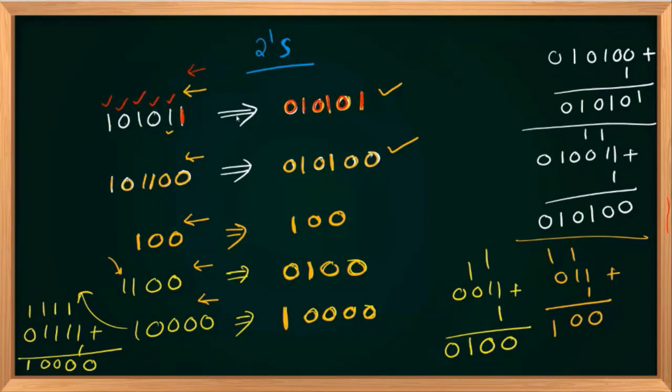Another example: 10 11 00. Start from right extreme, travel towards left. Until you're observing a 1, you repeat the bit pattern. So I'm repeating up to this one here. Then complement individual digits: this 1 to 0, this 0 to 1, and this 1 to 0.